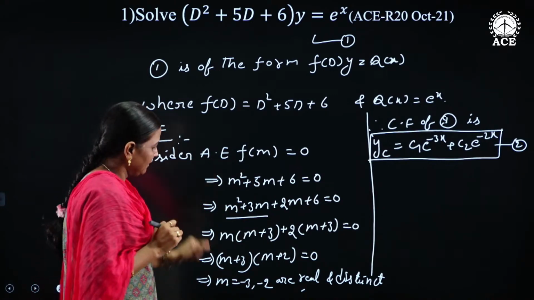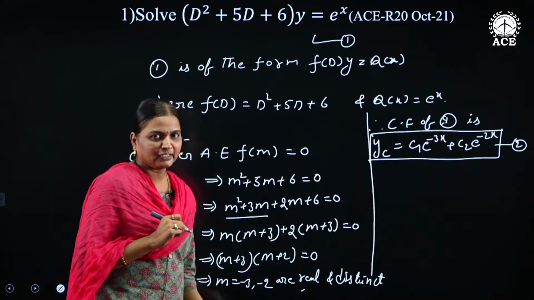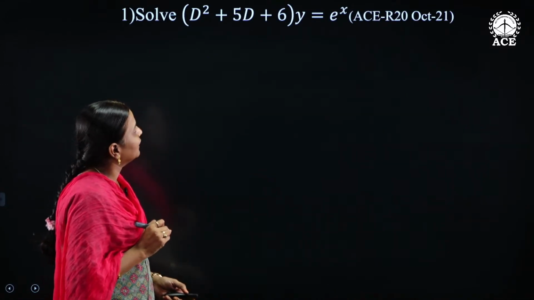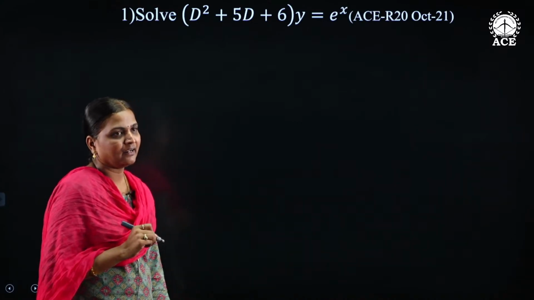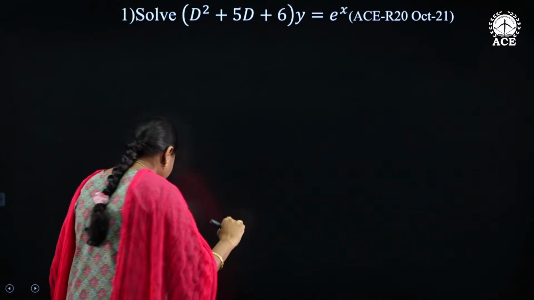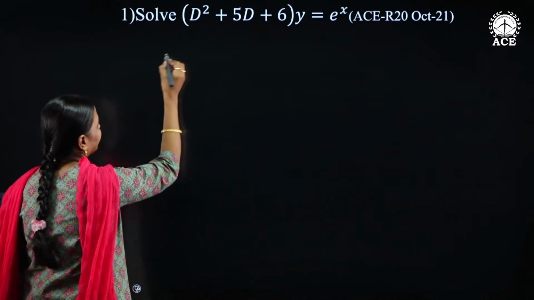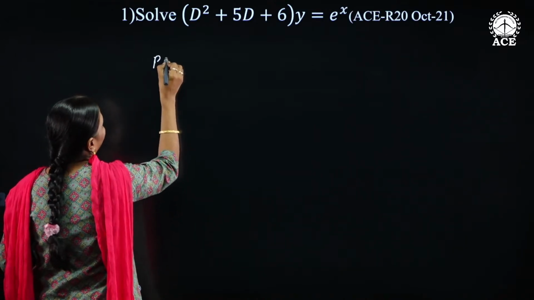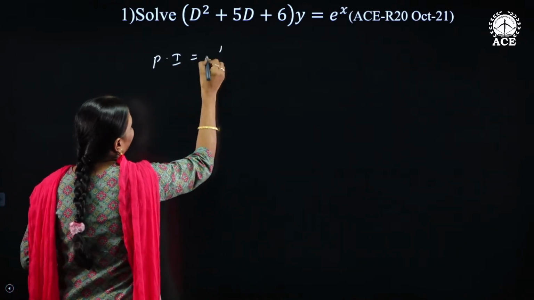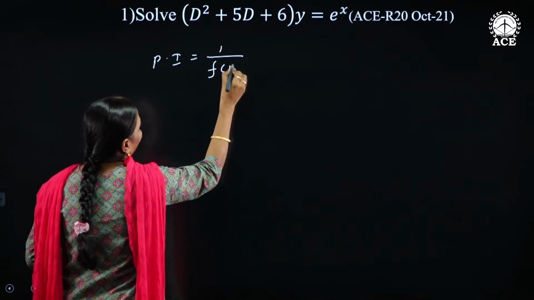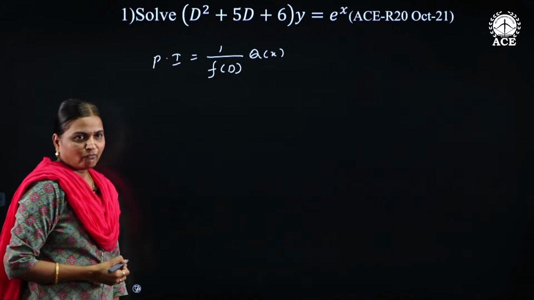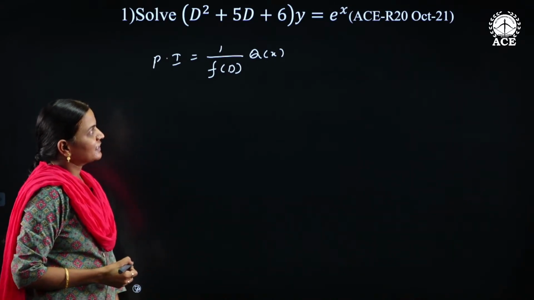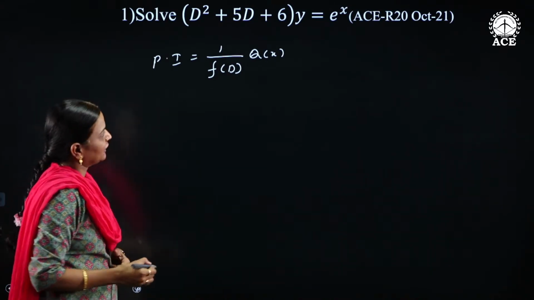Half the part is completed. What about the next one, the particular integral? How do we find the particular integral? Here the particular integral depends on the RHS. First, write the definition of the particular integral. By definition, the particular integral is 1/F(D) times Q(x). This is the definition of the particular integral.